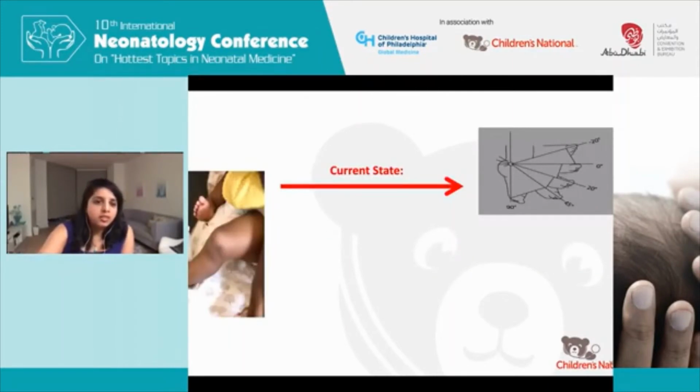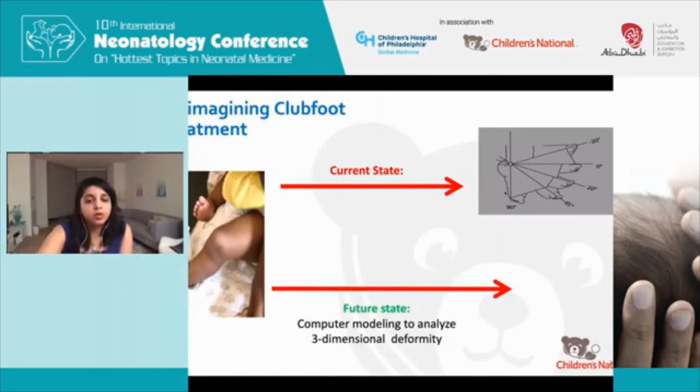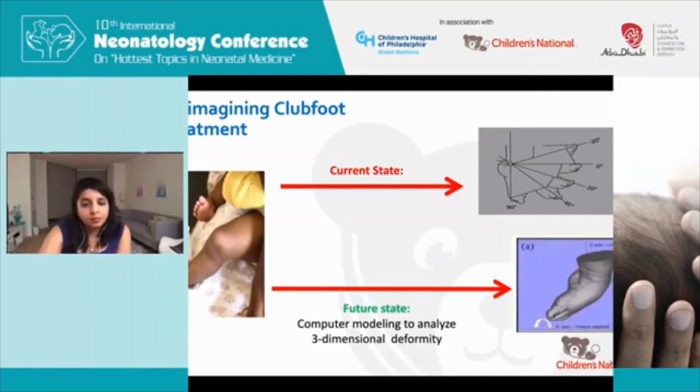So in the current state, the baby comes in, we kind of eyeball it, we look at it, we score it in 2 dimensions, and then the orthopedic surgeon does their treatment. But we'd love to reimagine the care of how we're going to do this. And what we like is a future state where you can actually introduce imaging. So what if we could obtain a 3D image of the deformity and then use computer modeling to predict all the different next steps and stages and use that to help democratize healthcare.